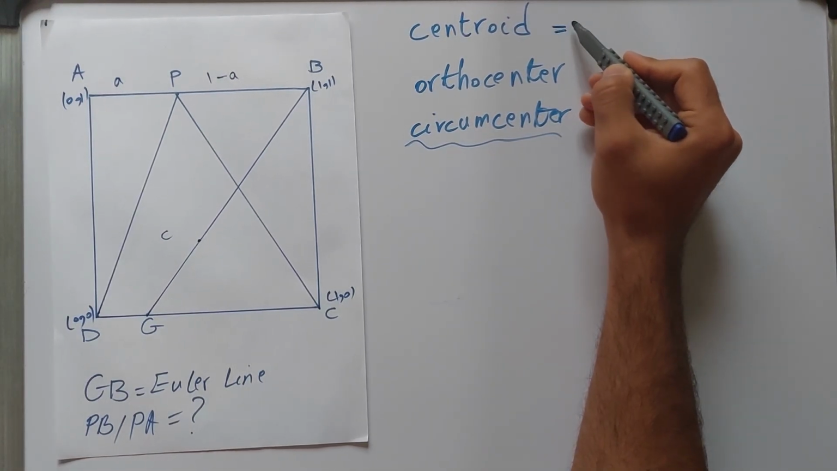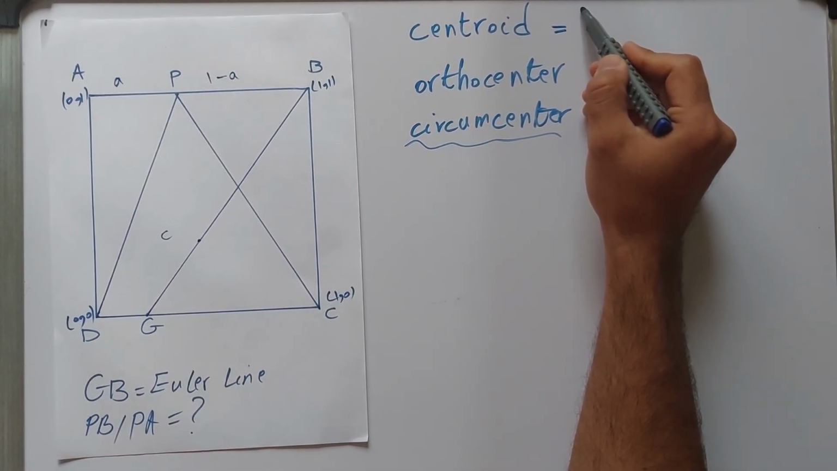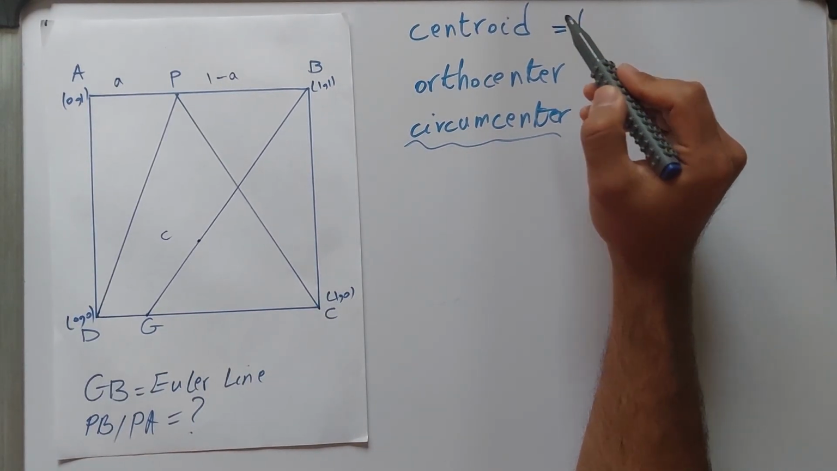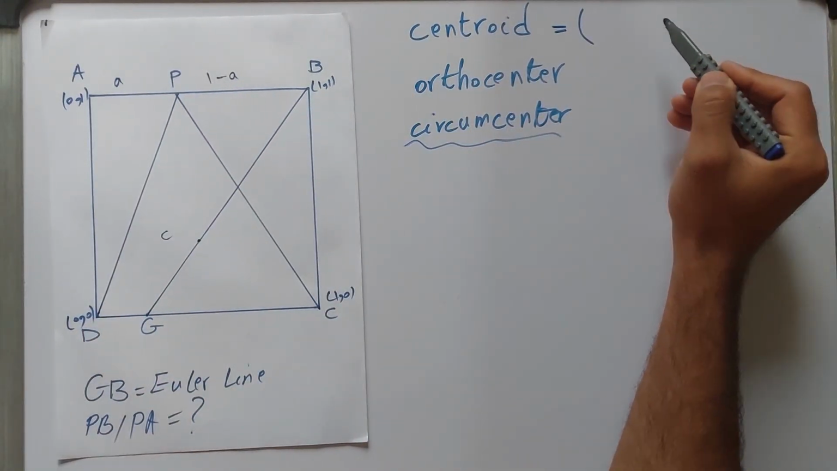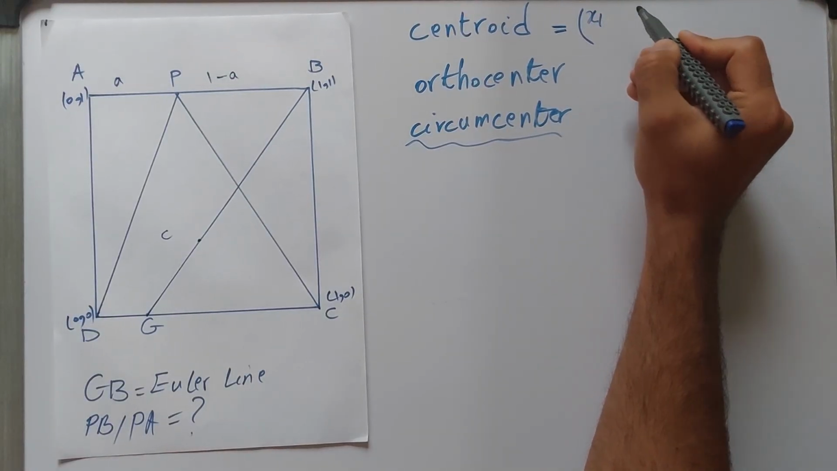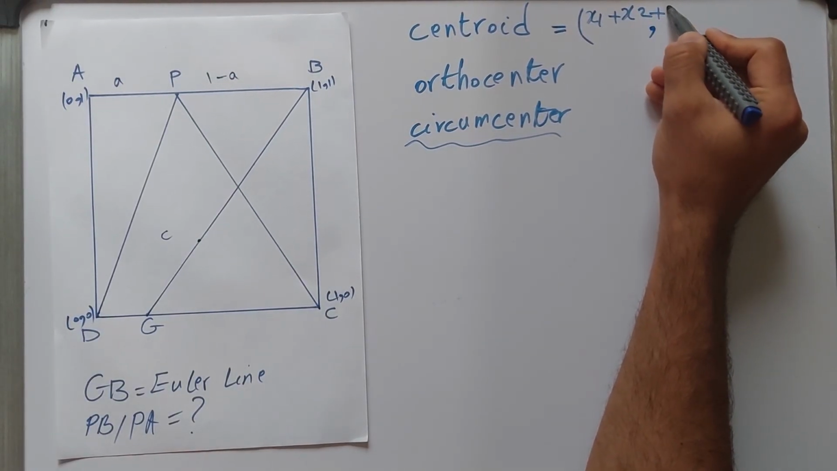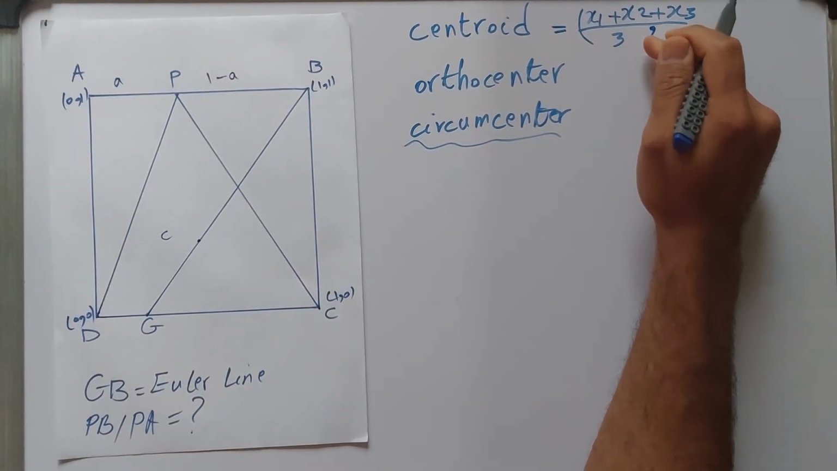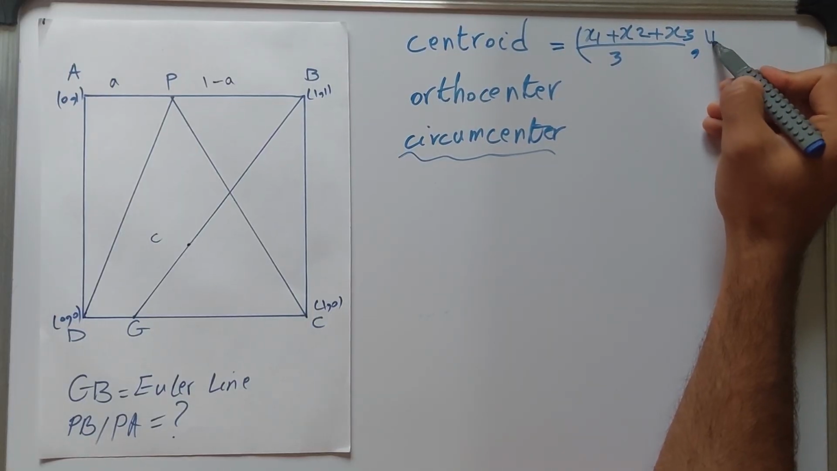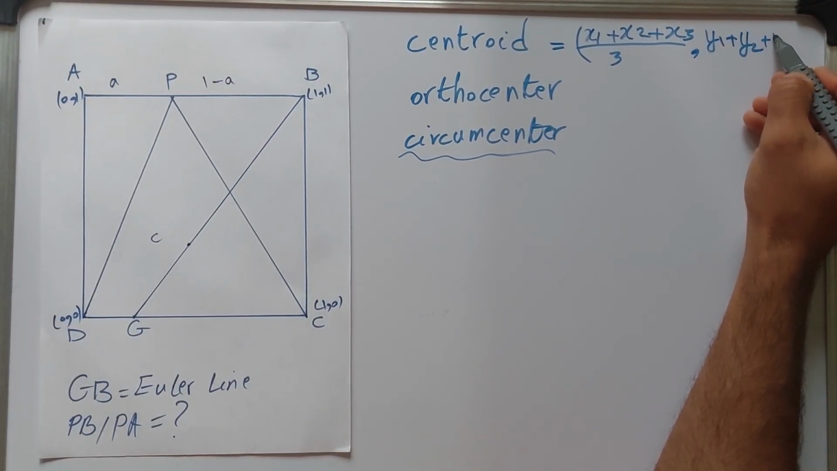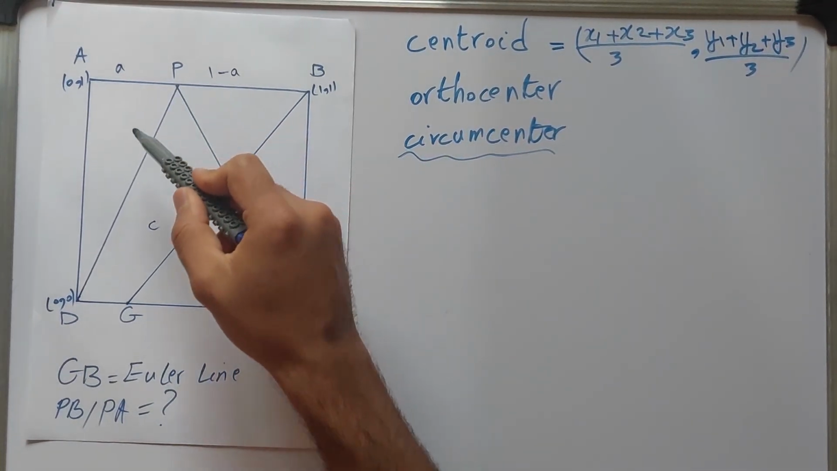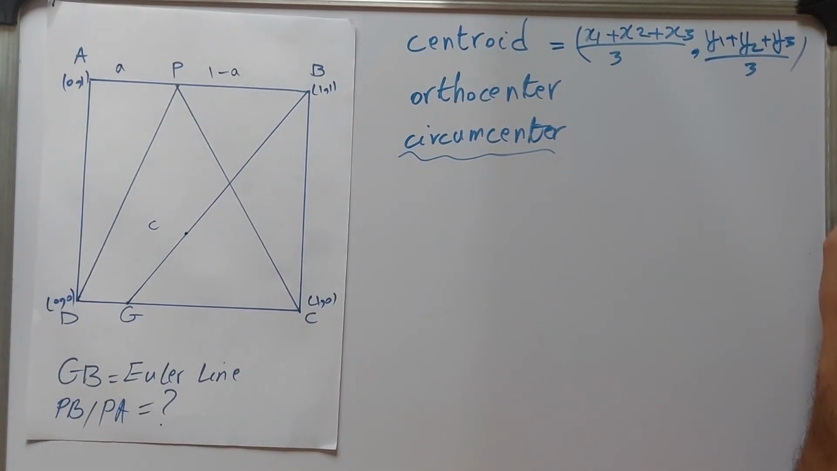For the centroid, we can find its coordinates using a simple formula. That's the average of the sum of the x coordinates of the vertices and the average of the sum of the y coordinates of the vertices. So in other words, x sub 1 plus x sub 2 plus x sub 3 over 3. And the same thing goes with y: y sub 1 plus y sub 2 plus y sub 3 over 3. So if you have the coordinates of the vertices of the triangle, we can calculate the centroid.